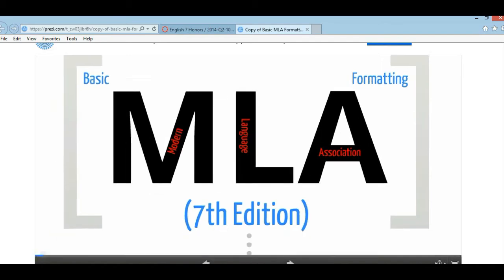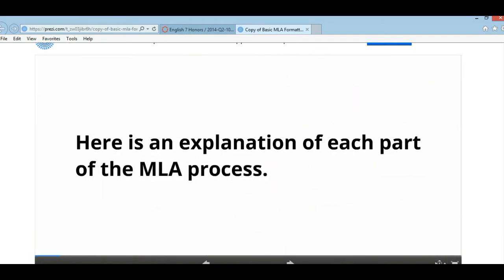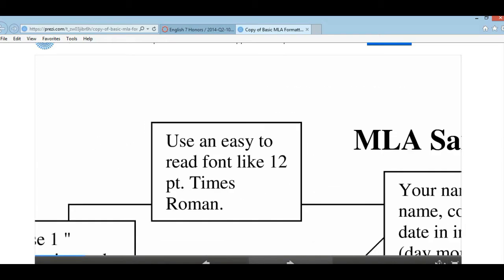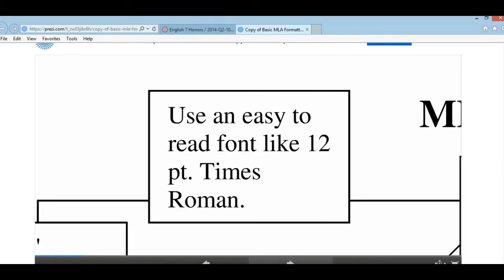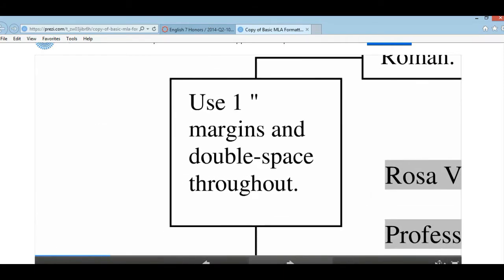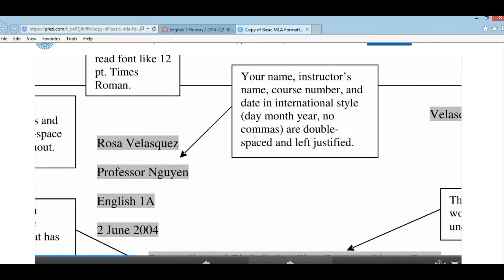Alright, so the first thing you'll want to see is that this is an explanation for each part of the MLA process. The first thing we'll look at is how you format your paper. You need to use Times New Roman font. This says Times Roman, it should be Times New Roman. It's 12 point Times New Roman font. There was no way to correct this, so I just needed to make that note to you. You'll use 1-inch margins and double space throughout your whole essay.